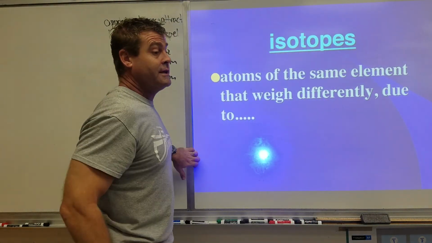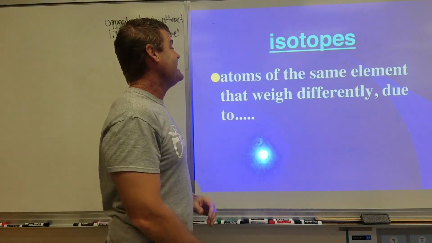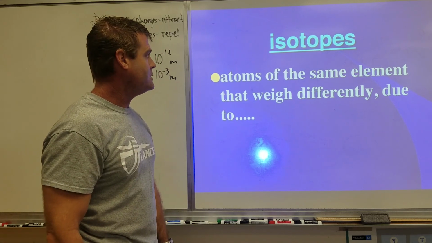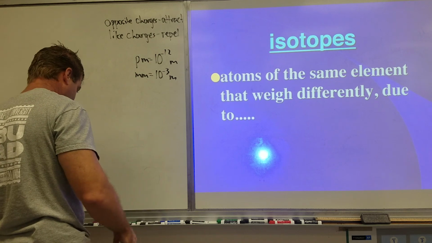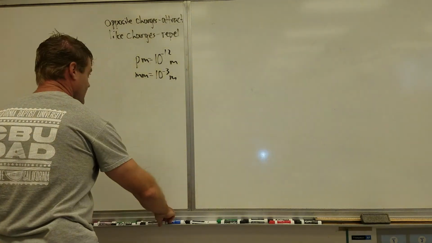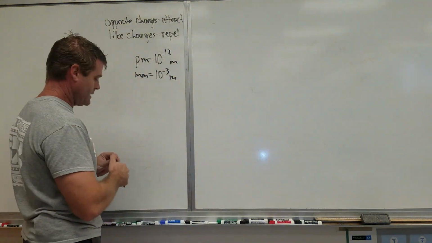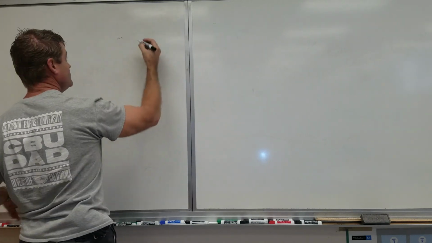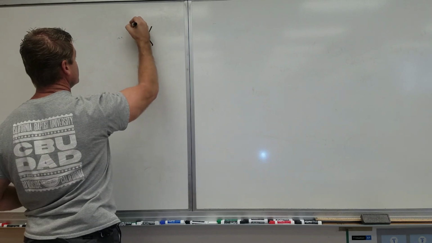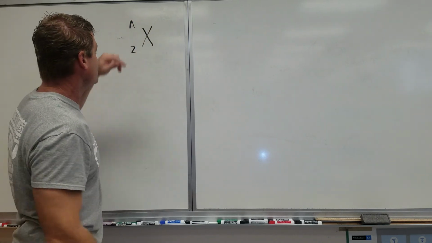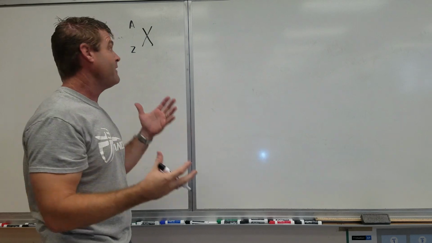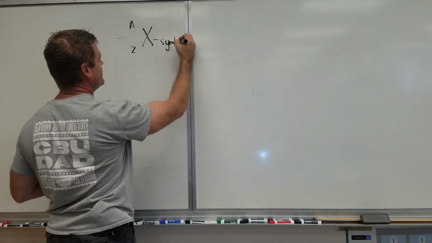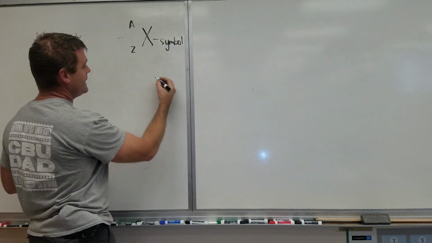Okay, you guys, we're going to introduce a term here today: isotopes. Isotopes are atoms of the same element that weigh differently due to, oh, you know what? Before that, I want to introduce a type of notation. Okay, check out this notation. It's called XAZ notation. A lot of times we'll represent an atom of an element with this. The X is the element symbol. For example, an element could be carbon.